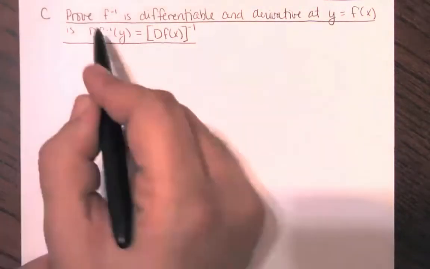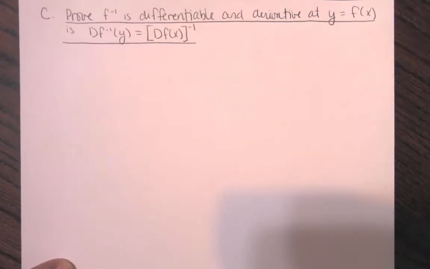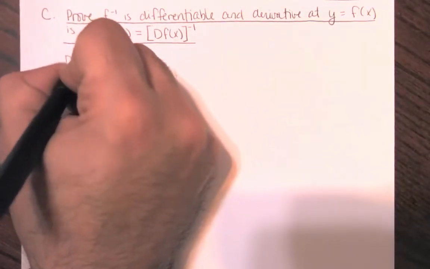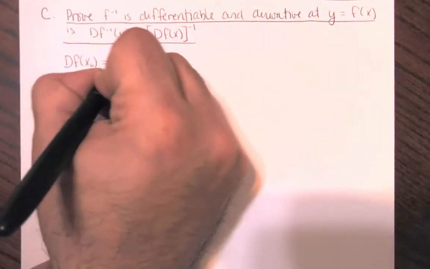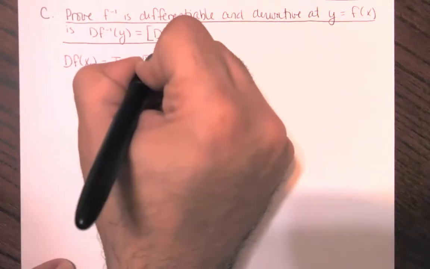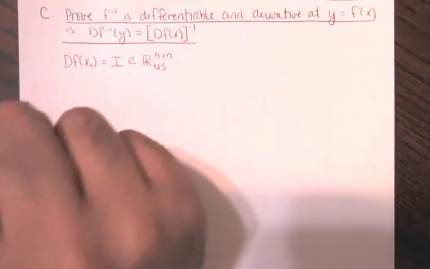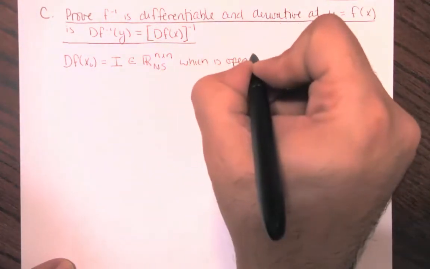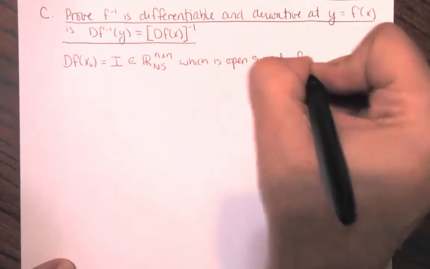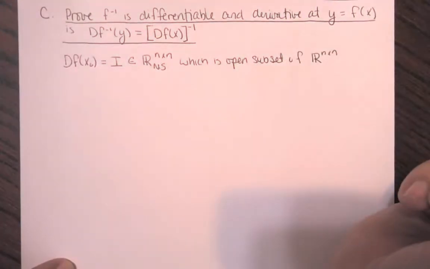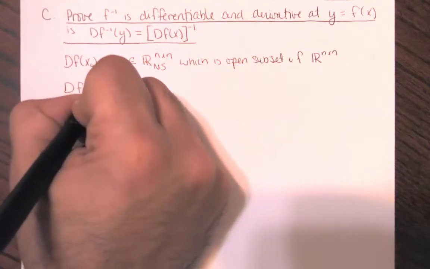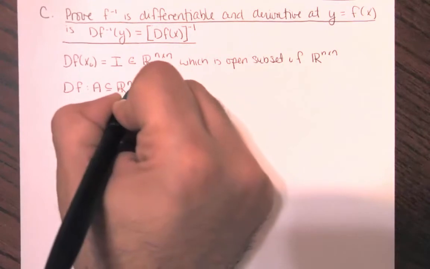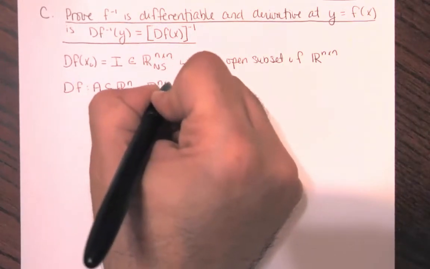So our next task, part C, is to prove that f inverse is differentiable, and the derivative at y equals f of x is the derivative of f at x inverted. Well, we know that the derivative of f at x naught for a simplified problem is the identity, which is invertible. So it's in the set of all invertible or non-singular n by n matrices, which is an open subset of R n by n. The derivative is a continuous mapping from A in R n to n by n.